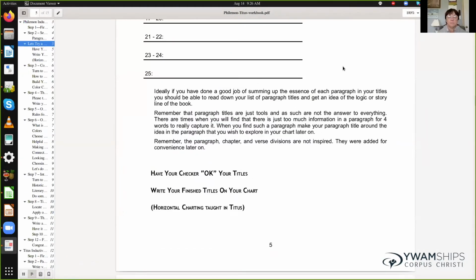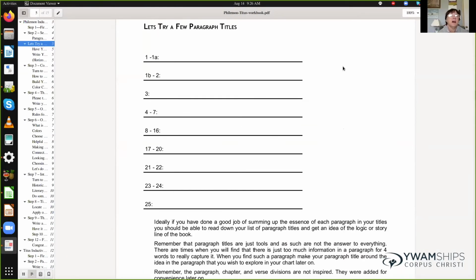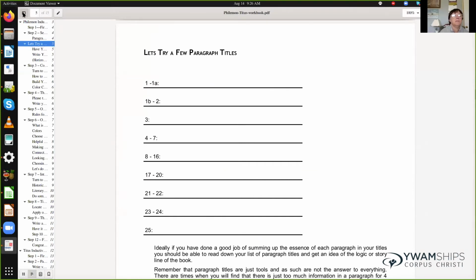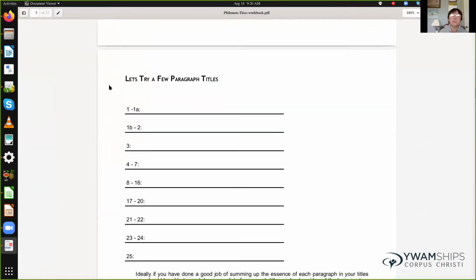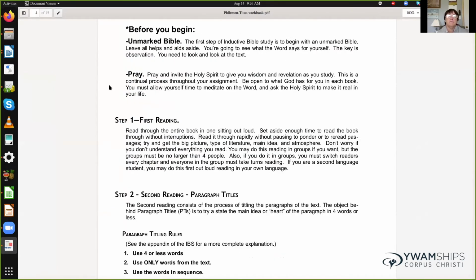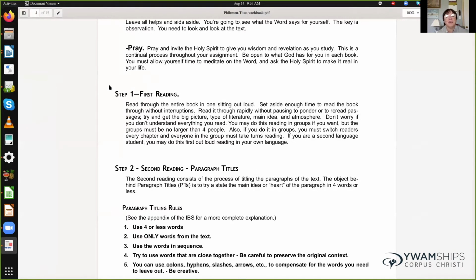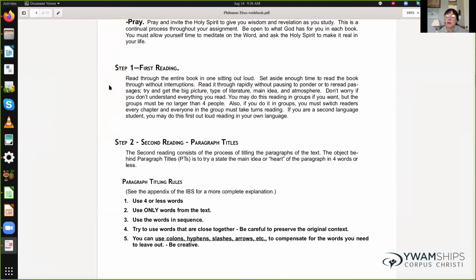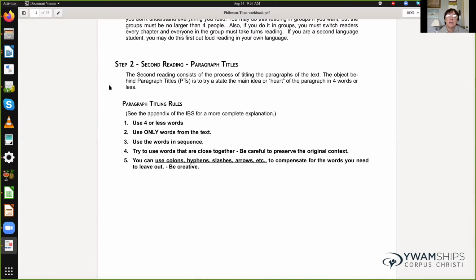Great. Okay, I'm going to review just a little bit because we had a little bit of a glitch here. So we did our first reading. First, you always pray before you begin. Pre-pray, which we did. Then we do our first reading and we do it out loud. And we told you why, and we do it all together. Second reading is our paragraph titles.